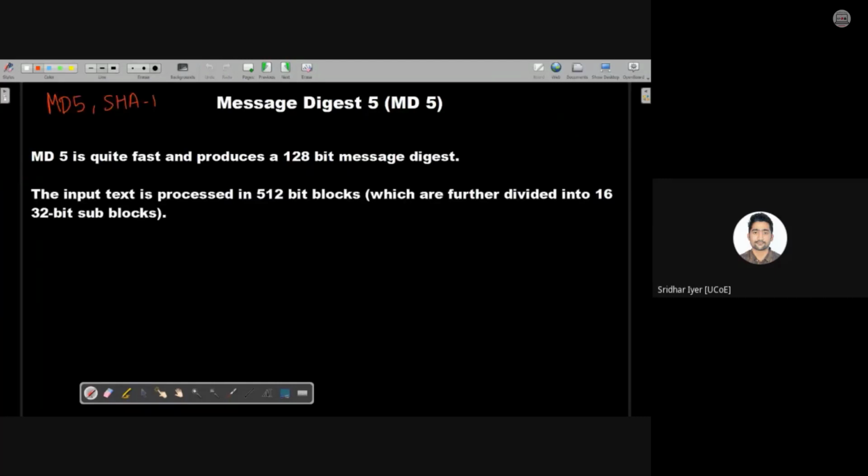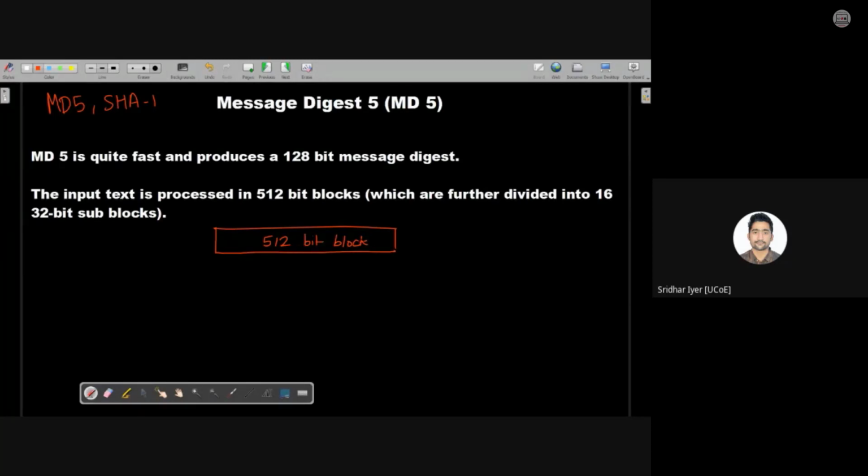So let's see. The input text is processed in 512-bit blocks, which are further divided into 16 32-bit sub-blocks. So now start taking screenshots in between. The input plain text is of size 512-bit blocks. So basically, whatever be the size of the plain text, they are being divided into 512-bit blocks, similar to your block cipher.